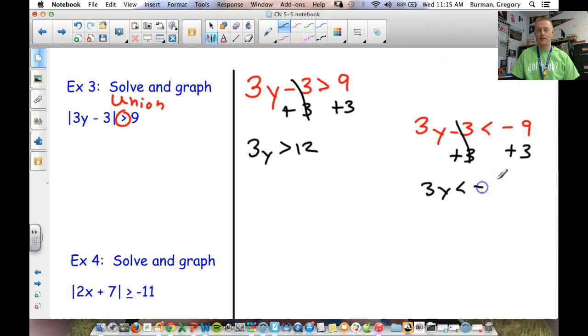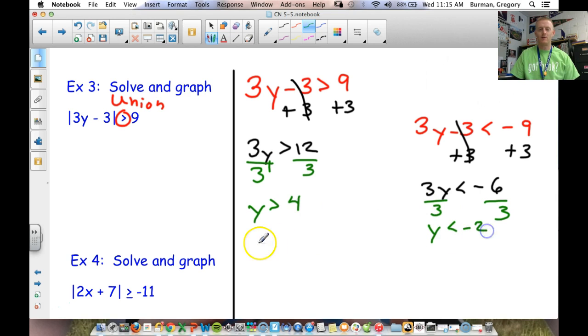3y is less than a negative 6. Now we divide by a 3 to get the y's by themselves. We find out that y is greater than 4 and y is less than a negative 2.